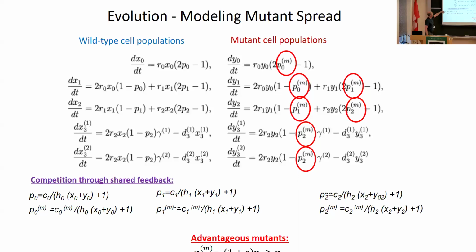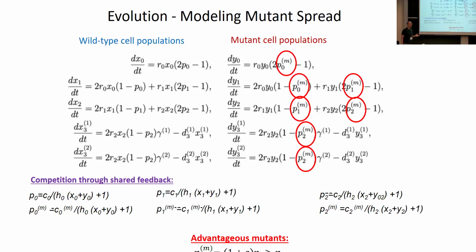So this is the original model that I showed you before. And now on top of that, we put another set of equivalent equations, but for mutants. So X is wild type, Y is mutant. And we assume that wild type and mutant differ in their self-renewal probability, because we know in these models that the self-renewal probability determines fitness. So a higher self-renewal probability gives a higher fitness to the cells. They will outcompete the other ones.